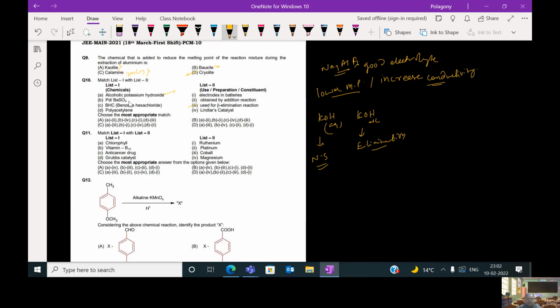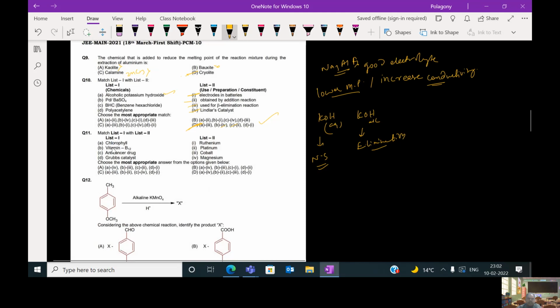Palladium in the presence of barium sulfate is Lindlar catalyst, third and fourth. Benzene hexachloride is an addition reaction of benzene. Polyacetylene is used as electrode in batteries. So alcoholic potassium hydroxide is the third option, palladium in the presence of barium sulfate is the fourth, BHC addition reaction is second, and polyacetylene is one. So D is the most appropriate answer for this question.